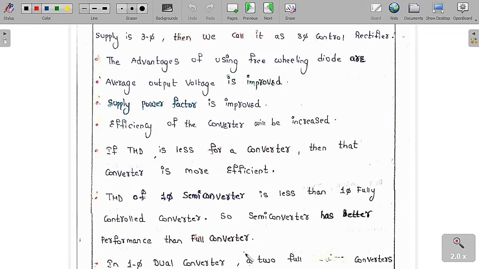Fully controlled converter. So therefore, the semiconverter has better performance than the full converter. If you compare the THD of the single phase semiconverter and the single phase fully controlled rectifier or converter, you can say that the THD of the single phase semiconverter is much lesser than the THD of the single phase fully controlled rectifier. As the THD is less, its efficiency or performance is higher. So the single phase semiconverter has better performance and is more efficient than the single phase fully controlled converter.